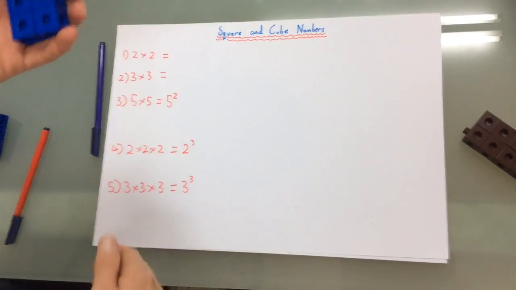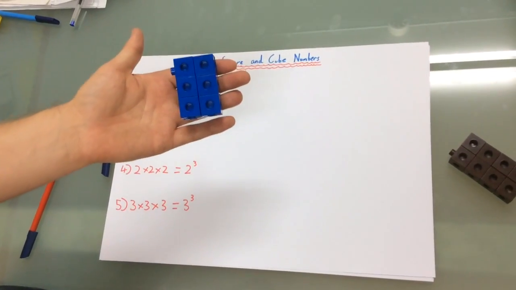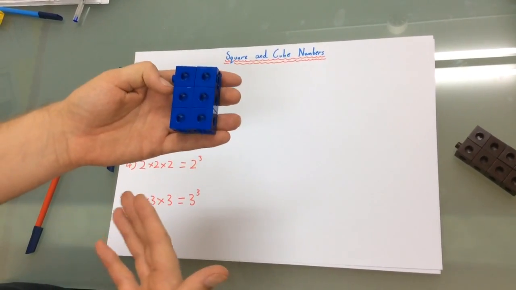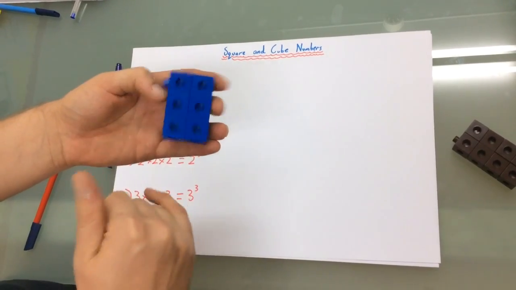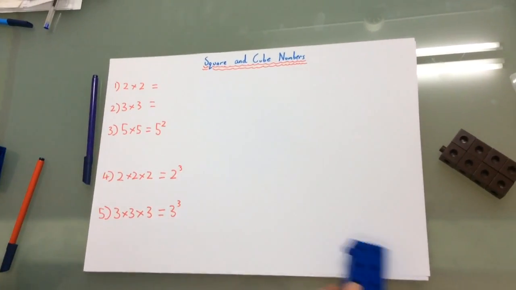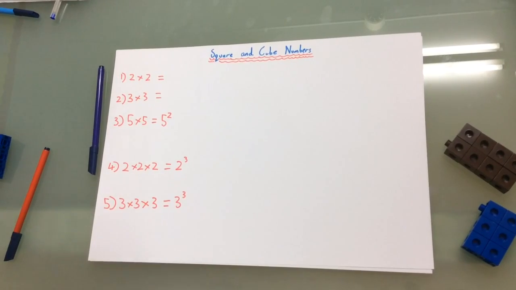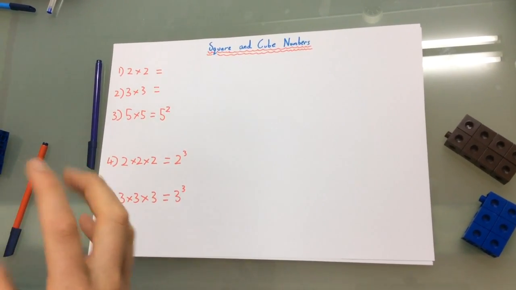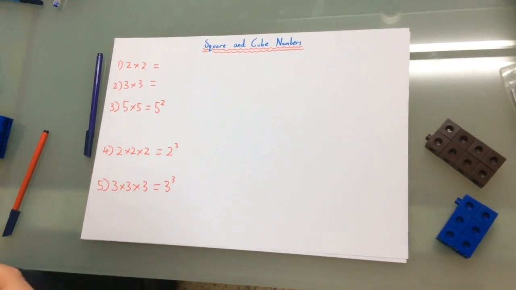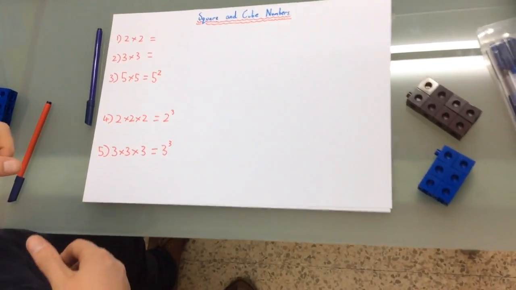I've got another array here, and this is 3 multiplied by 2. So the answer is 6, and the array shows 3 multiplied by 2, and that's a rectangle. Now, square numbers are numbers that come about when we multiply the same number by itself, and so we get a square with the array.